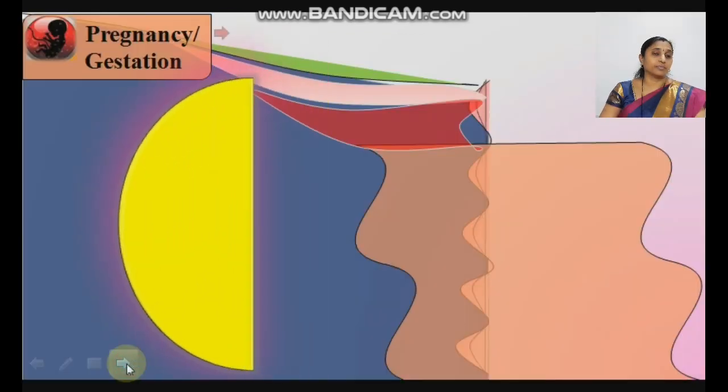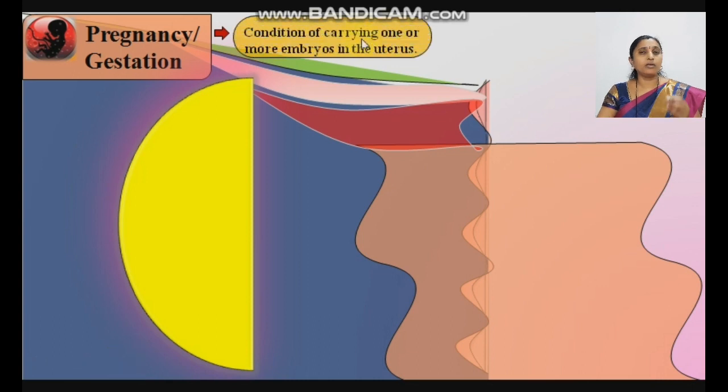What is pregnancy? Generally we know that pregnancy is when the mother is able to give birth, and another word for pregnancy is gestation. Pregnancy is a condition of carrying one or more embryos in the uterus. The period of pregnancy is about 9 months. You know very well that it is a 9-month period.